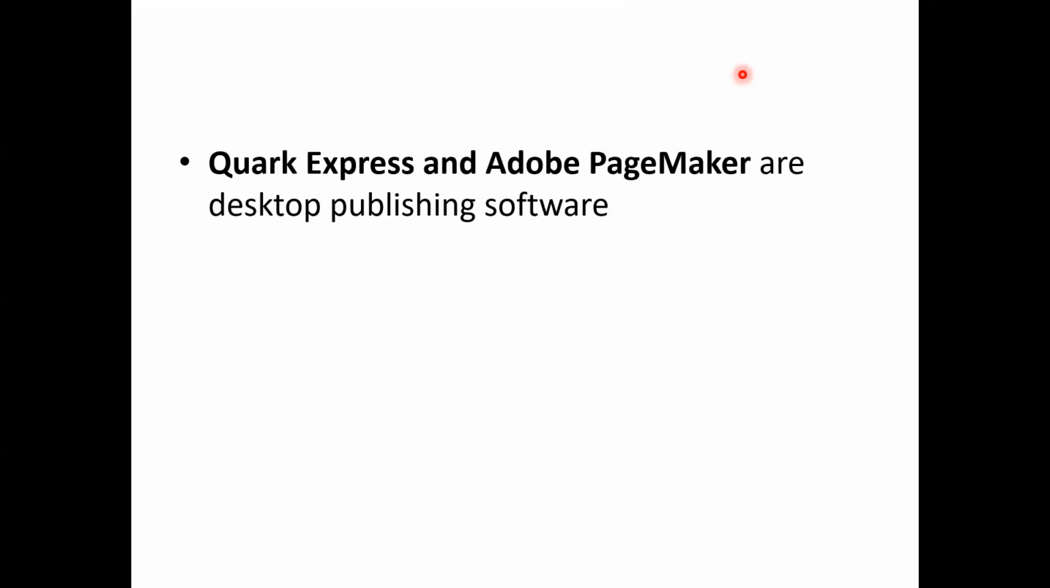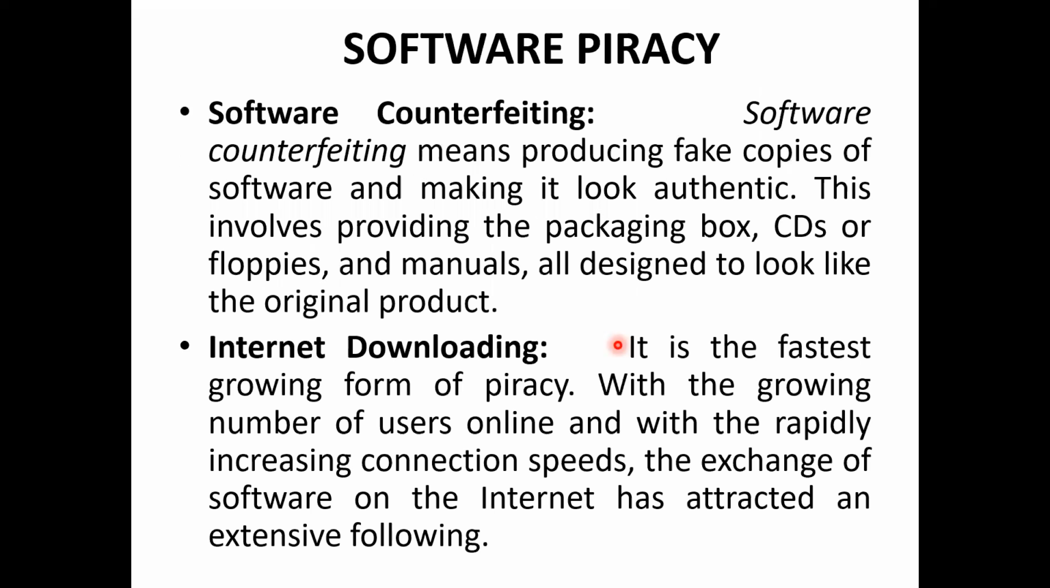Now, these are the examples of publishing software like Quark Express or Adobe PageMaker. You can make various changes using Adobe PageMaker, and you can publish the papers after you have done the editing in that particular paper.